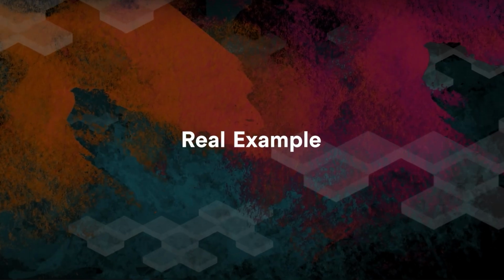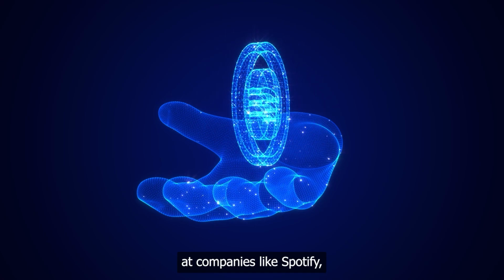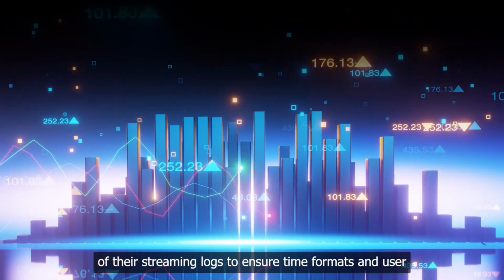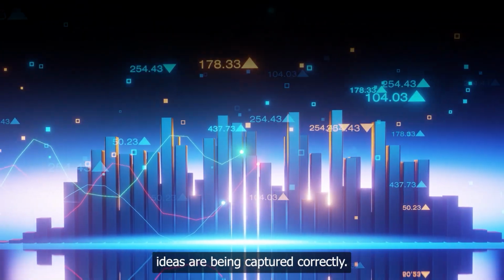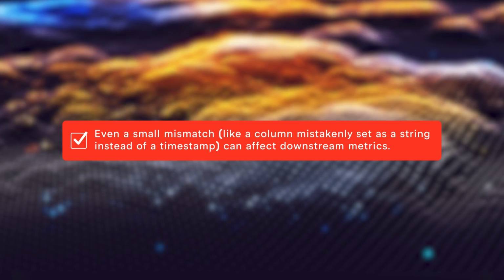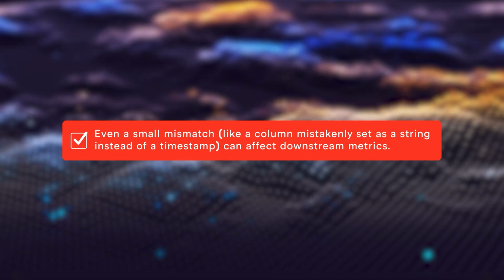Real example. At companies like Spotify, data engineers routinely check the schema of their streaming logs to ensure time formats and user IDs are being captured correctly. Even a small mismatch, like a column mistakenly set as a string instead of a timestamp, can affect downstream metrics.